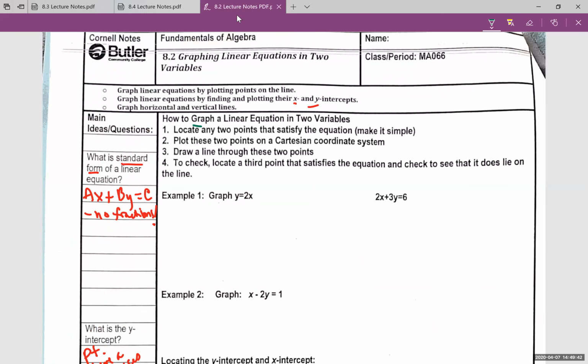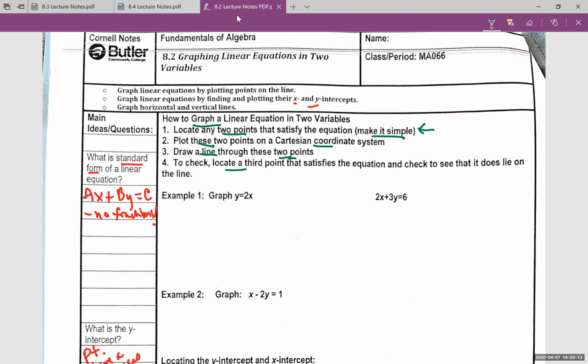So here's how we're going to graph. We're going to locate any 2 points. We're going to make it simple. This step's hard for students. They don't realize that, yes, you get to pick the points. I am not telling you what to pick. You get to pick them. Sometimes you have to be strategic. Sometimes you just have to keep it simple. Then you're going to plot the 2 points on the Cartesian coordinate system. You're going to draw a line. I hope your lines are straighter than mine. If you don't like me doing a not perfectly straight line, I'm going to drive you crazy. And you can check.